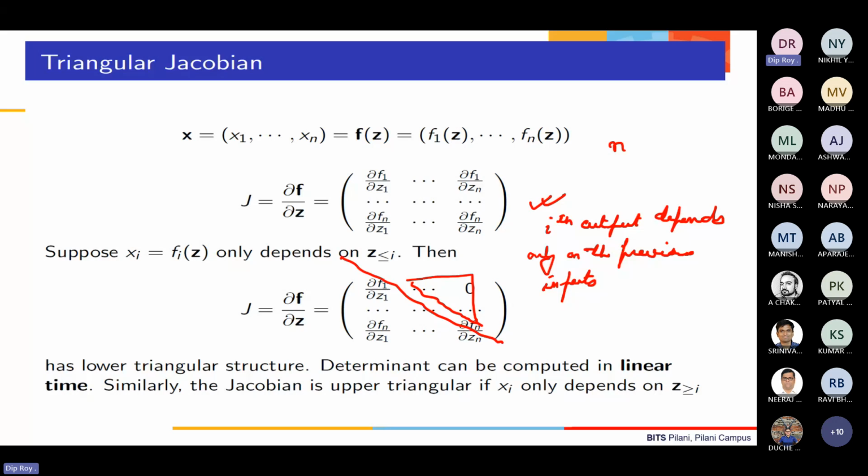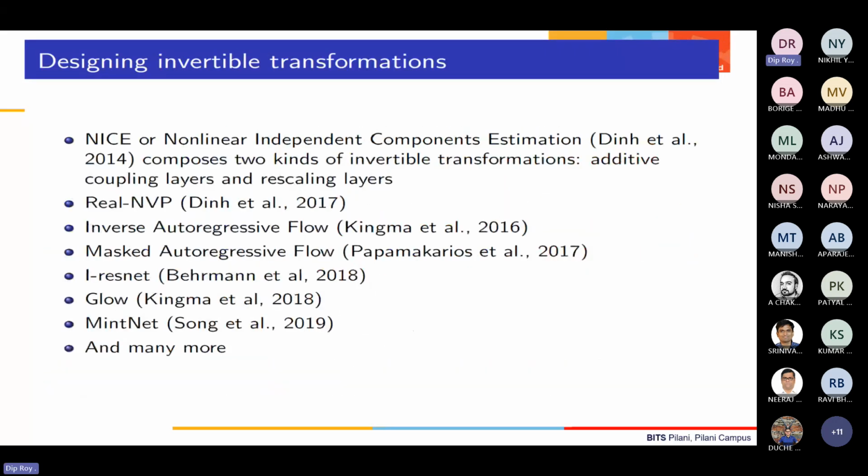Let's talk through it a little bit. There are various designs which have been done in this particular case in terms of how to achieve this. We will go through a few designs, and then we will see where we go from there.